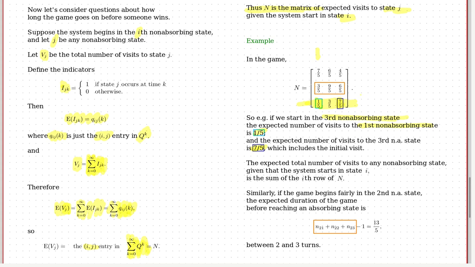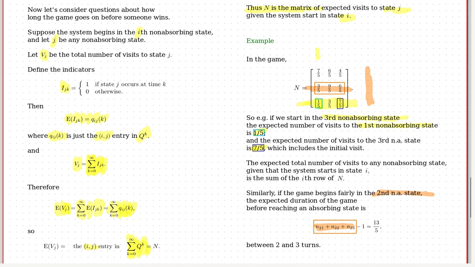Now, to answer the question about the game, this N here is the N matrix that I computed on Mathematica for the game, right? The die rolling game. And in the die rolling game, we start in the second non-absorbing state. So we look at the entries in the second row and add them up. So you add up N21, N22, N23, and that would represent the total number of time steps you spend in non-absorbing states before you reach an absorbing state.